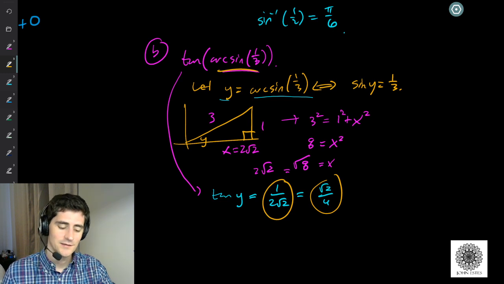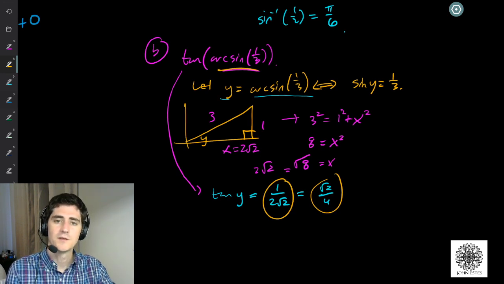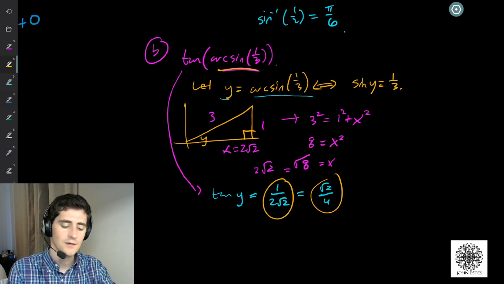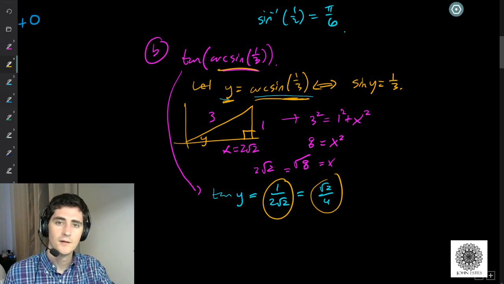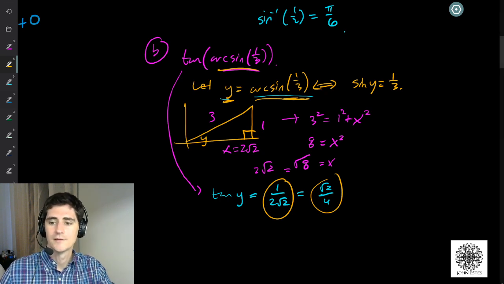Does that make sense? So for these, when you have a trig function with an inverse function plugged in, do this clever substitution. Let y be that expression, and then from there you can draw your triangle and figure out what you need. Okay?